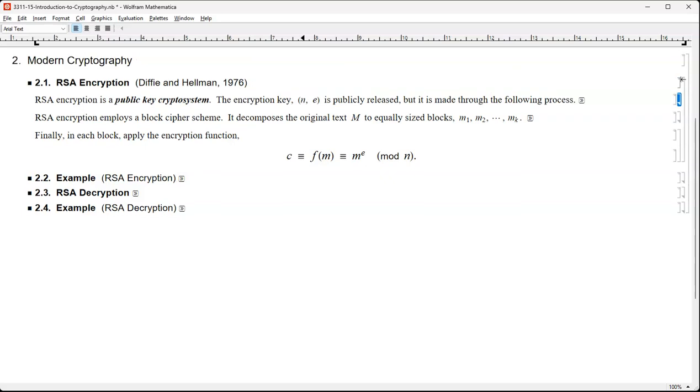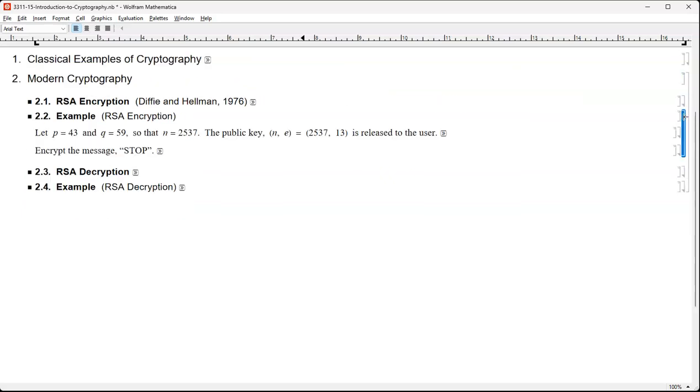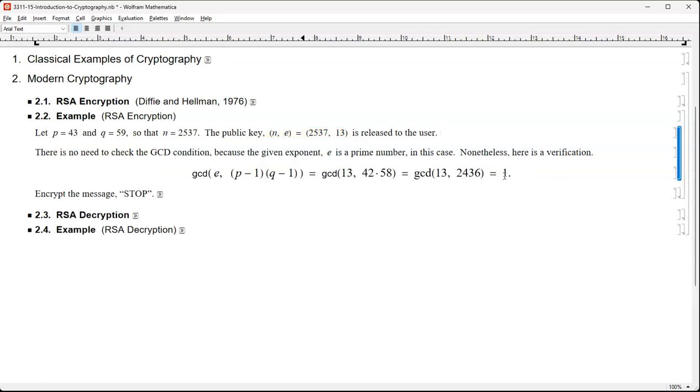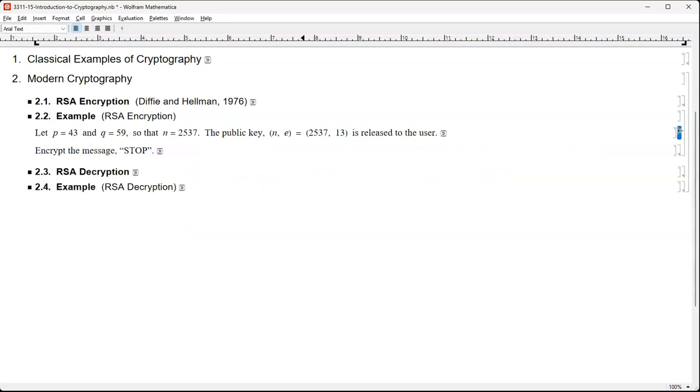What did we do previously in the encryption example? P is 43, Q is 59, and multiplying those, the product is 2537. The public key is 2537, 13, and 13 is a prime number, so 13 is certainly relatively prime to phi of p times q, or phi of n, but you can actually check it manually, not that it is necessary.